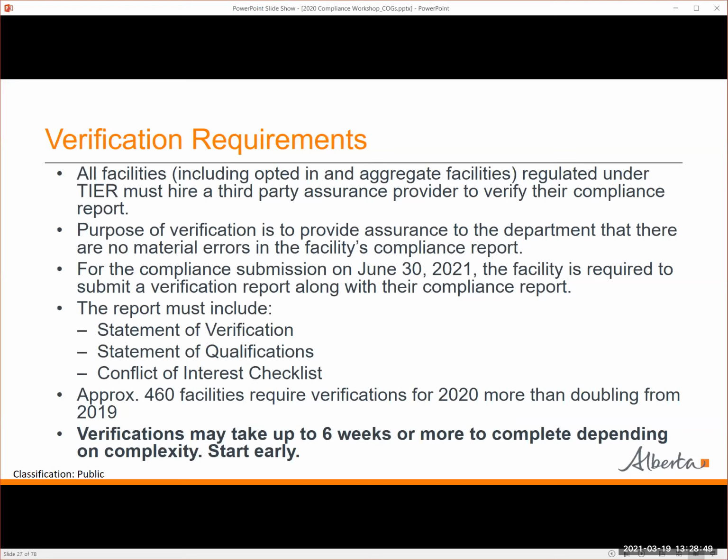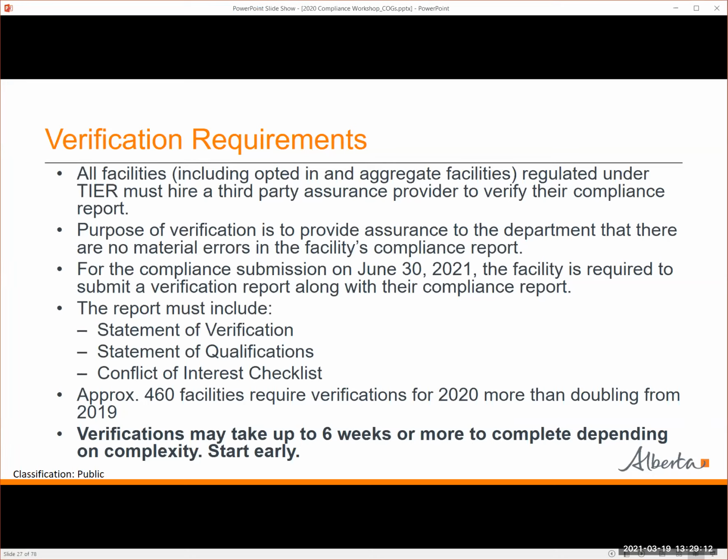Okay, so I'm going to run through some of the verification requirements under TIER. So all facilities, including opted-in, large emitters, and aggregate facilities that are regulated under TIER, must retain a third-party assurance provider or a verifier to verify their compliance report before it's submitted.